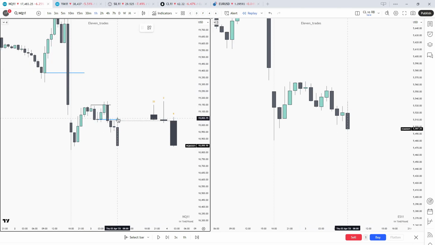The 6 a.m. candle has a small wick and it is going to the downside, but we have 8:30 news. So I will wait for the 9 a.m. candle.